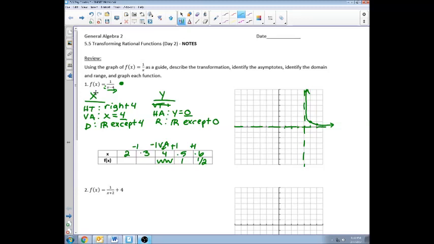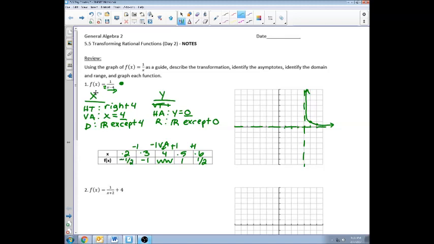Now we need to fill in the other side of our table. So I'll put 3 in for my x. So 1 over 3 minus 4. Well, 3 minus 4 is negative 1. 1 over negative 1 would be negative 1. And then if I put 2 in for x, then I have 1 over 2 minus 4. Well, 2 minus 4 is negative 2. So it'll be negative 1 over 2.